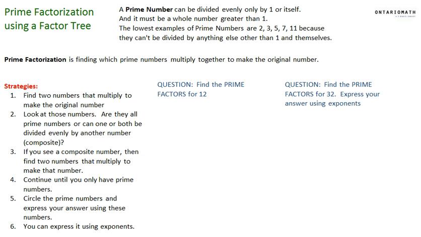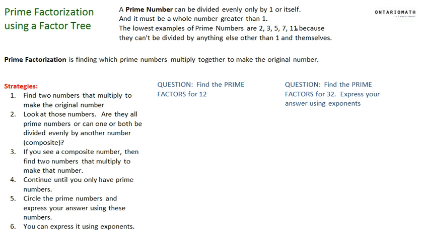I started at the top here just because you might not remember or know what a prime number is, so I'm just reviewing the idea because it's important to know when you have to find prime factors. A prime number can be divided evenly only by one or itself, and it must be a whole number greater than one, so it has to be bigger than one. The lowest examples of prime numbers are 2, 3, 5, 7, and 11, because they can't be divided by anything other than 1 and themselves.